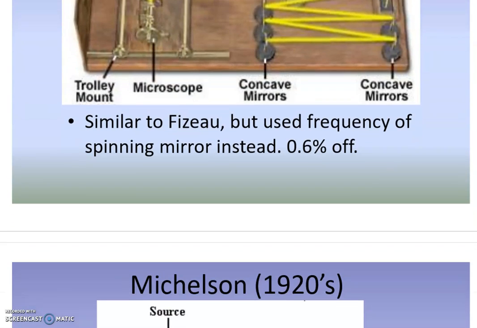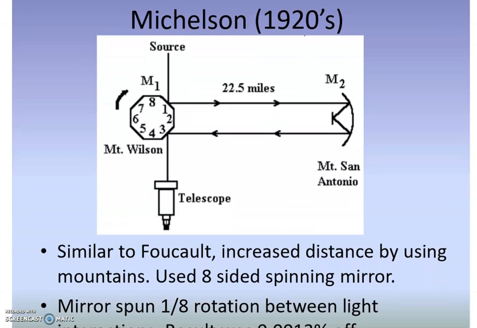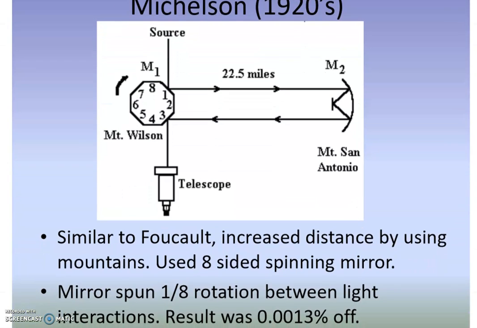And then the last major experiment we looked at last year was the Michelson experiment in the 1920s, where he had the spinning mirror, and then he shot the light between the mountains, and of course the mountains increased the distance by a huge amount, and then used the frequency of the rotating mirror in order to get the timing to find out the speed of light, and he was really, really close to what we use today. So these are all experiments that we looked at last year in grade 11 in a little more detail, but this is just for review to get the ideas going again.